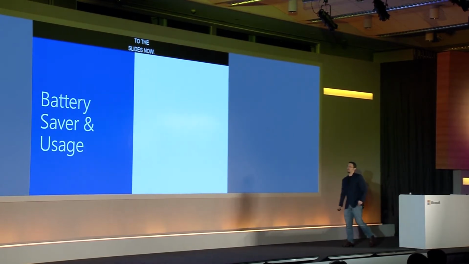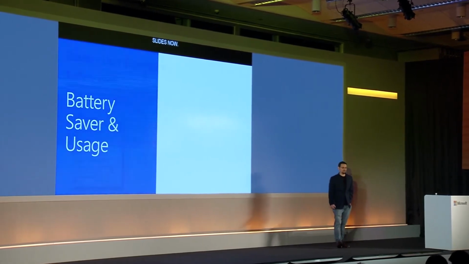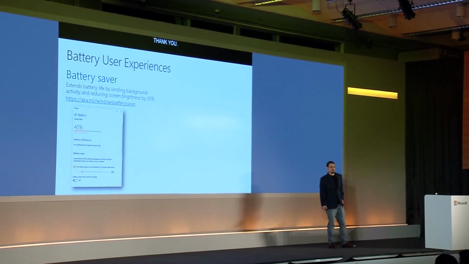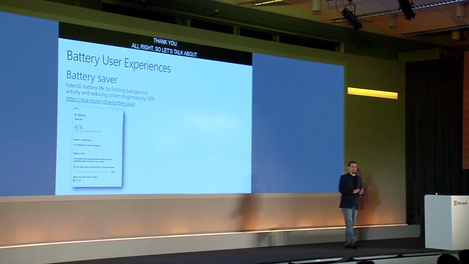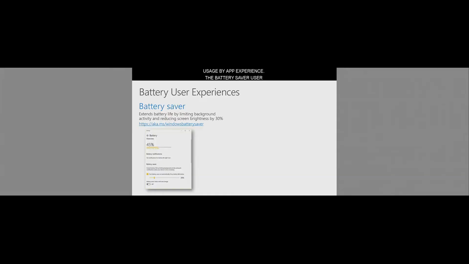All right, so let's talk about the battery saver and battery usage by app experience. The battery saver user experience extends battery life by limiting background activity and reducing the screen brightness by 30%. By default, this feature will engage when the battery life reaches 20%. This is user configurable.